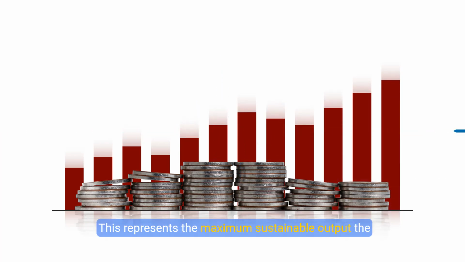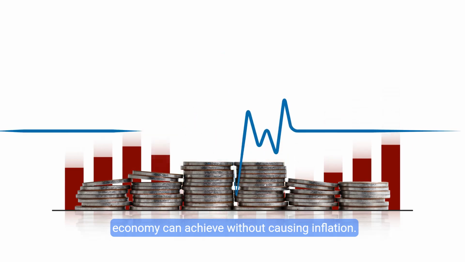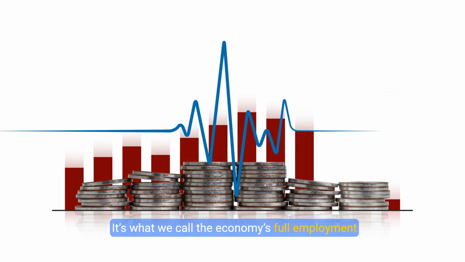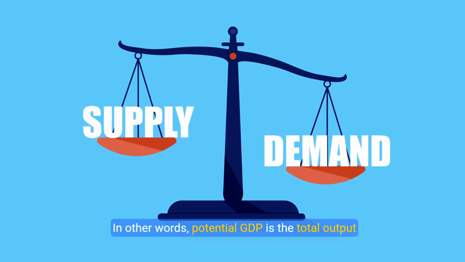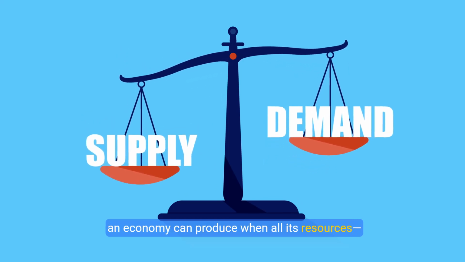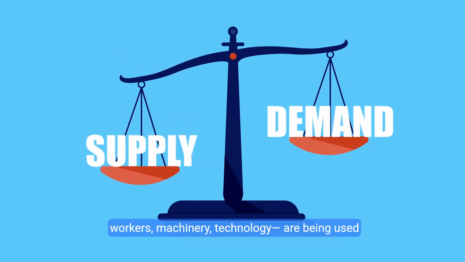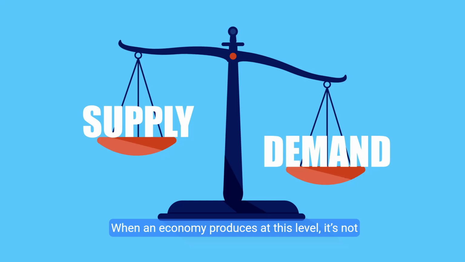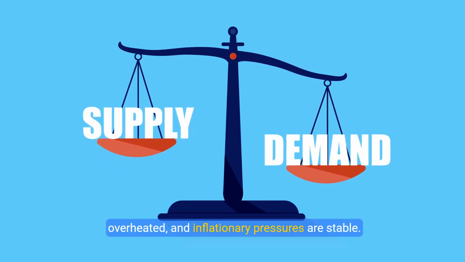This represents the maximum sustainable output the economy can achieve without causing inflation. It's what we call the economy's full employment level of output. In other words, potential GDP is the total output an economy can produce when all its resources, workers, machinery, technology, are being used efficiently. When an economy produces at this level, it's not overheated and inflationary pressures are stable.